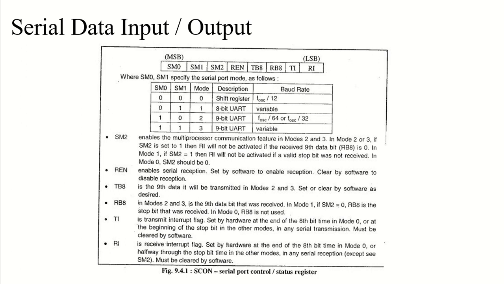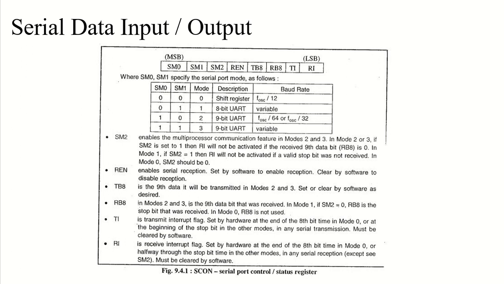So modes 2 and 3 have a special provision for multiprocessor communication, like the master-slave configuration. It is similar to a master-slave configuration. Then the baud rate for the serial mode can be adjusted, so it is adjustable, and the clock source required for setting this baud rate is provided on the chip. The baud rate would be fixed for mode 0 while it is variable for modes 1, 2, and 3, and variable baud rates are determined by the timer 1 overflow rate.